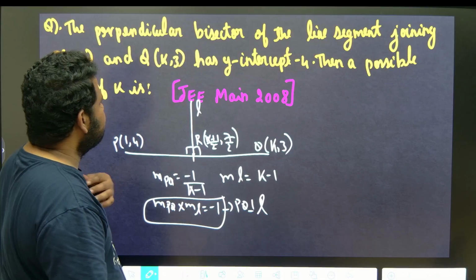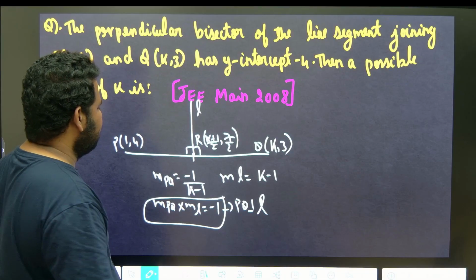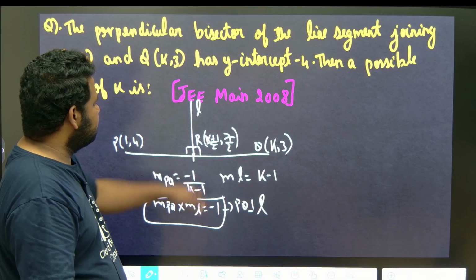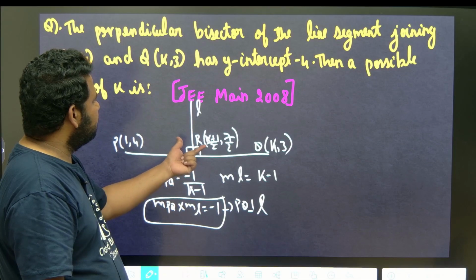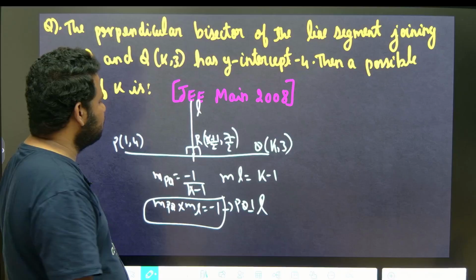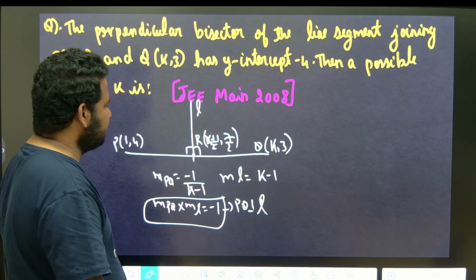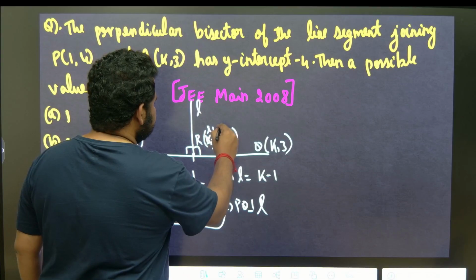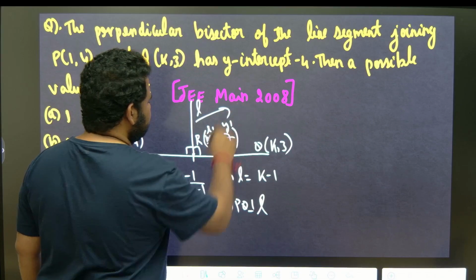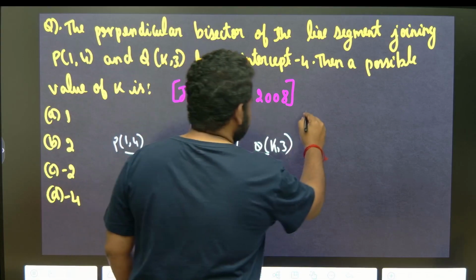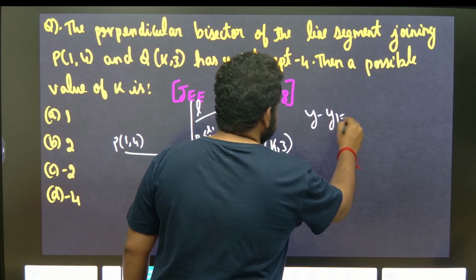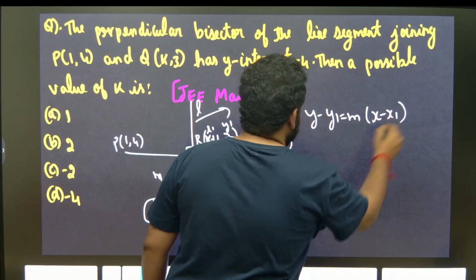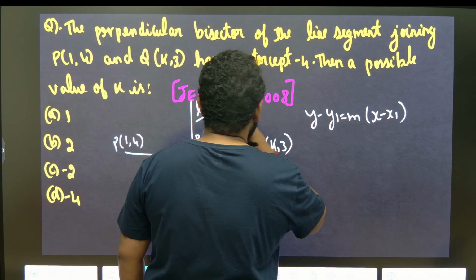Now we have to find the value of k. So see here friends, to find the value of k, I have the y intercept, which is equal to minus 4. I have the slope also, and I also have a point. Let me take this as (x1, y1). I have to find the equation of this line. To find the equation of this line, I can use y minus y1 is equal to m into x minus x1.